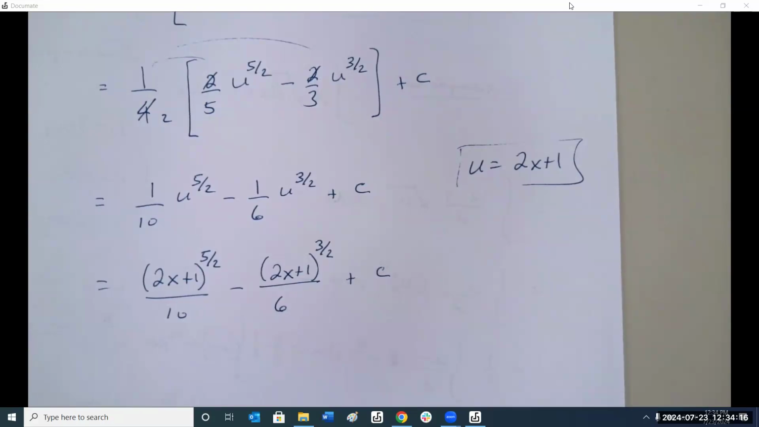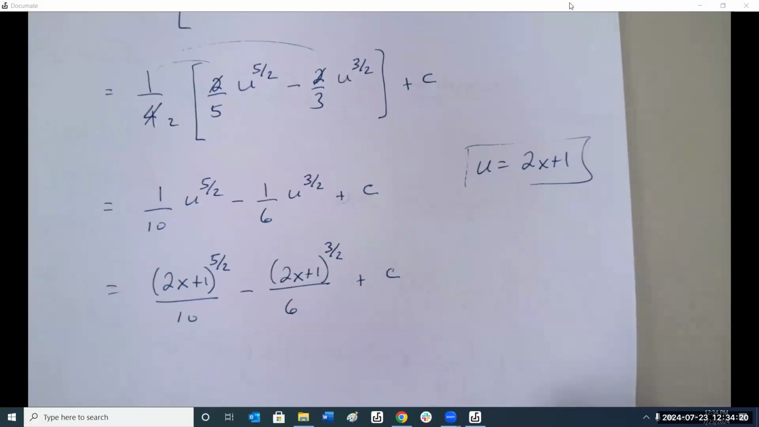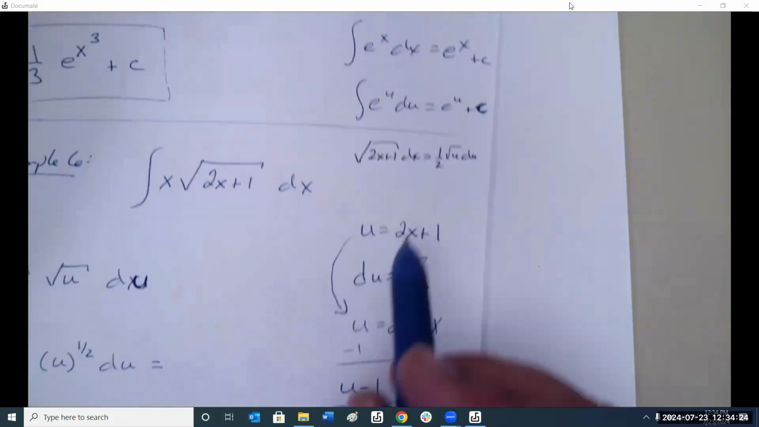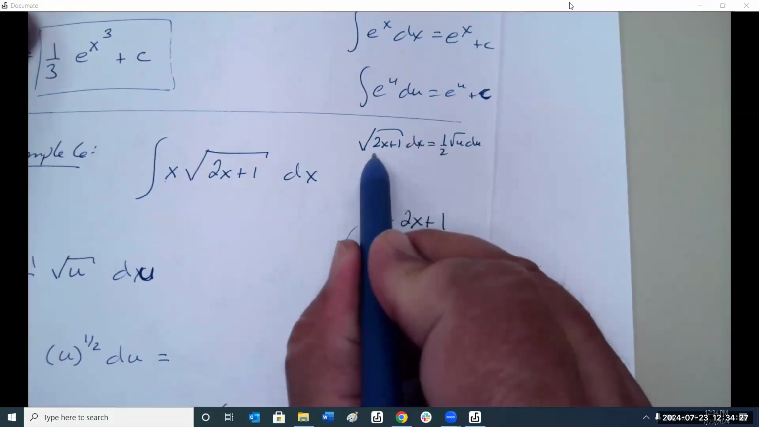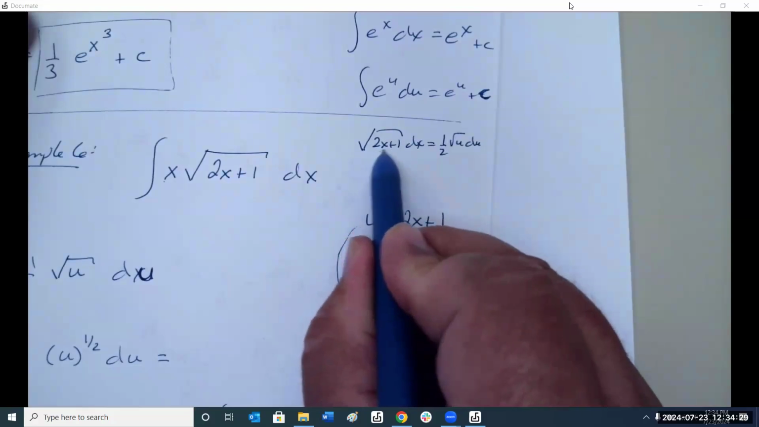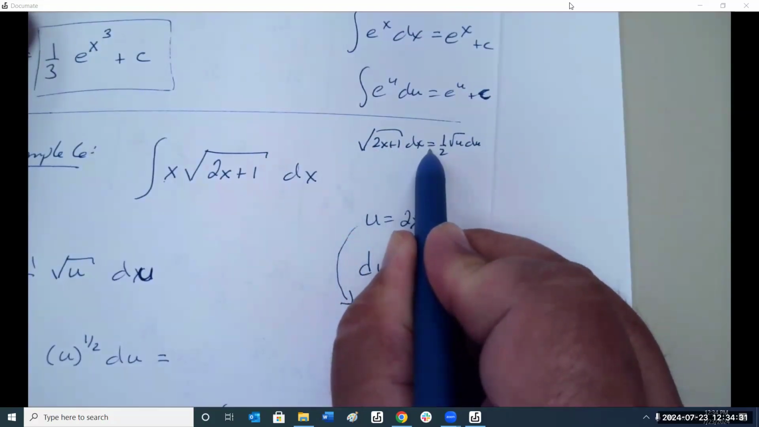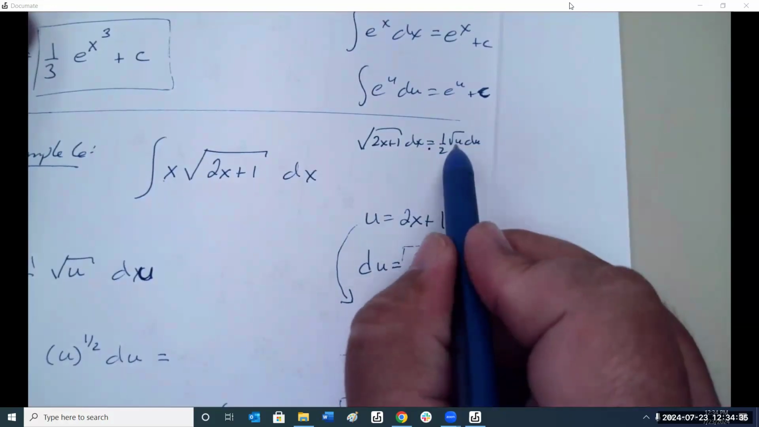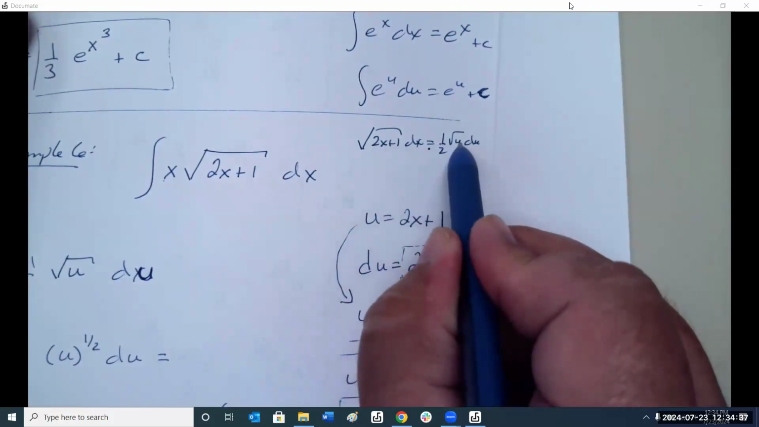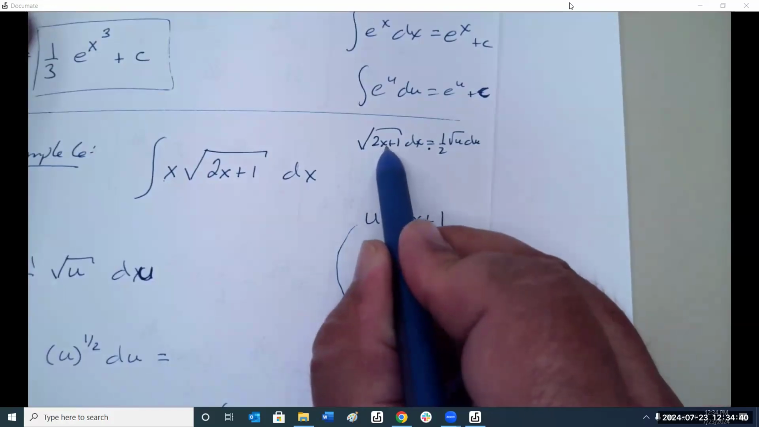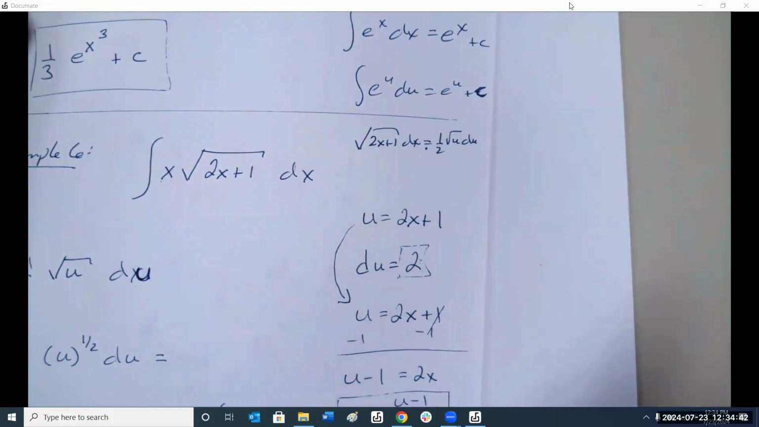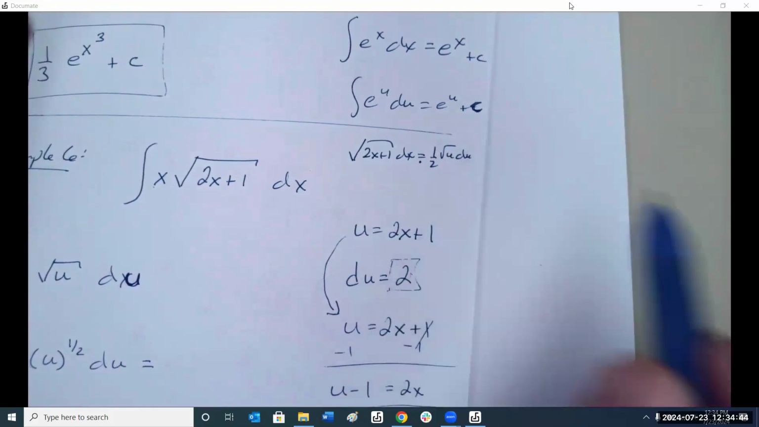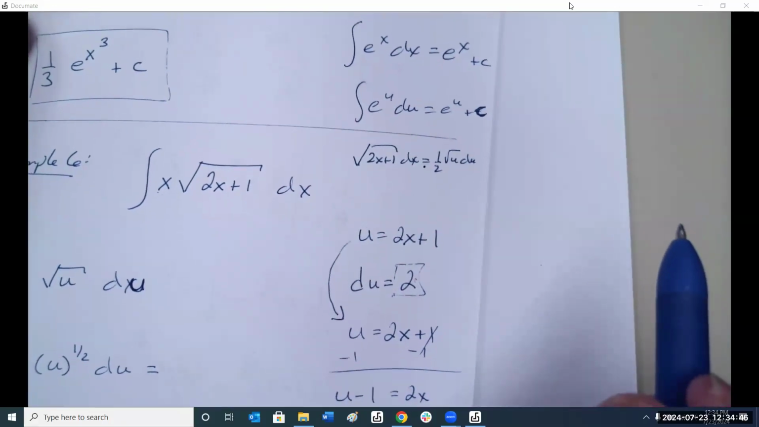What questions do you have about that? The only part that will be the hard part is this one here. Square root of 2x plus 1 dx is the same thing when I substitute it. It's the square root of u times du. Du is 2, so I have to put a 1/2 in front. But I think that's right.